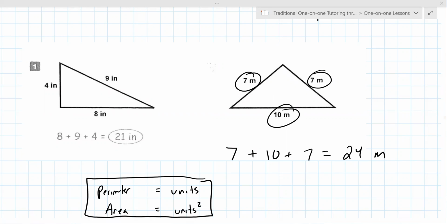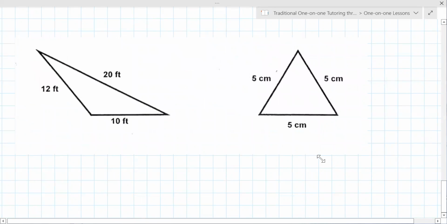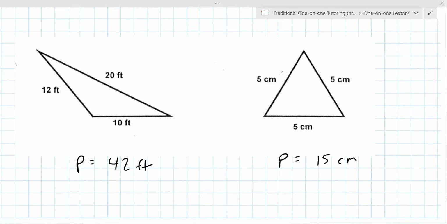All right, so let's have you try that next row. Go ahead and give me the perimeter of each of these, please, with the correct units. Okay, 42 feet and 15 centimeters. Good. All right, let's go to the last page, and the last page has area of a triangle.